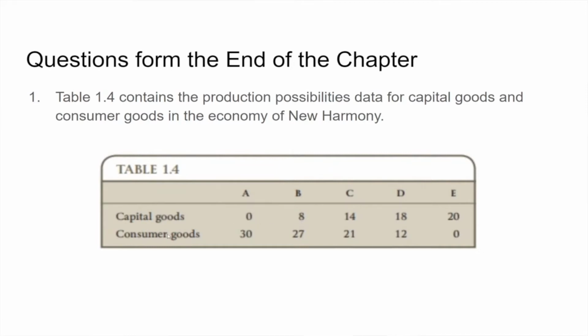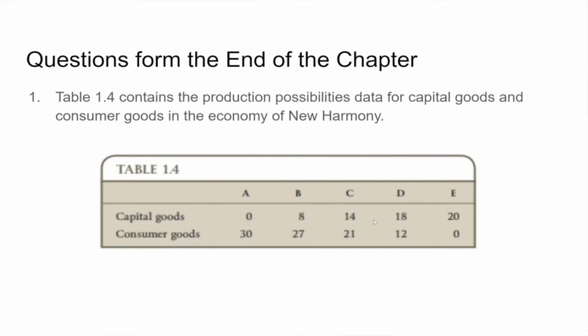A couple things I want you to notice here. You'll notice that we have some increases in capital goods. So we go from 0 to 8, so that's an 8 increase. From 8 to 14, which is a 6 increase. 14 to 18, which is an increase of, sorry, 4. I can't add or subtract. And 18 to 20 is 2. Okay, so you see 8, 6, 4, 2.